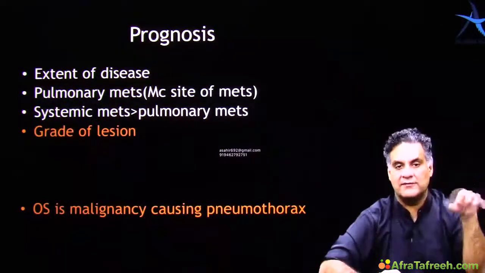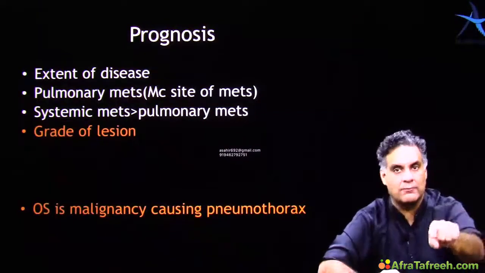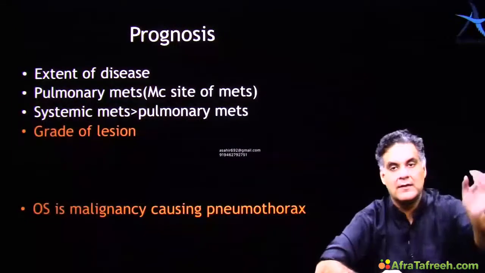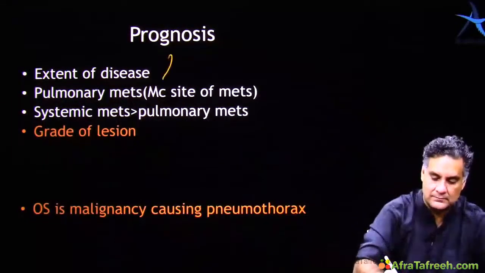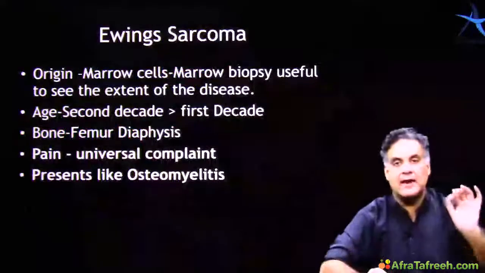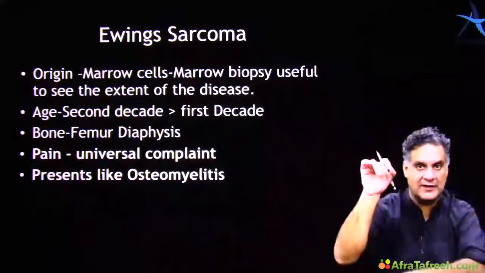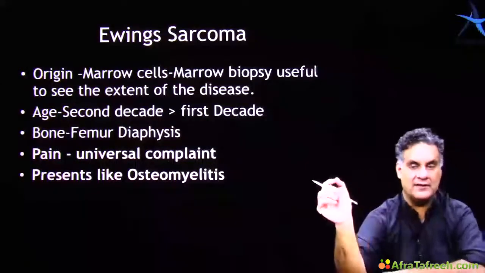The poor prognostic factors are grade of a lesion, and systemic metastasis, which is worse than pulmonary. So if liver is involved along with lung, the patient with liver mets is poorer than pulmonary metastasis alone. Extent of a disease, which means the stage, is also important in cases of osteosarcoma. And coming to Ewing's, remember the controversial point here: in the first decade the most common tumor is Ewing, but Ewing's peaks in the second decade, seen in the femur diaphysis.